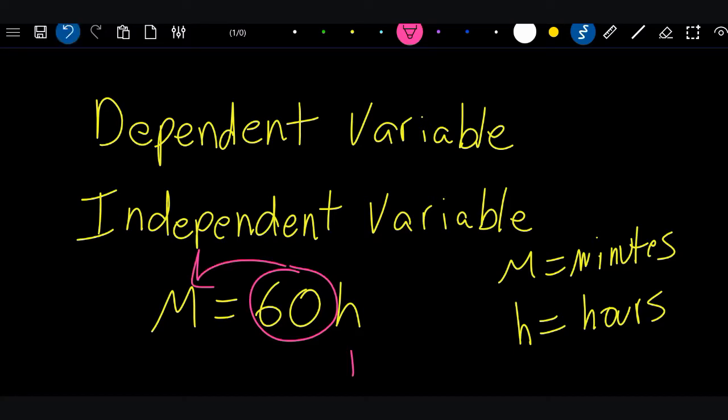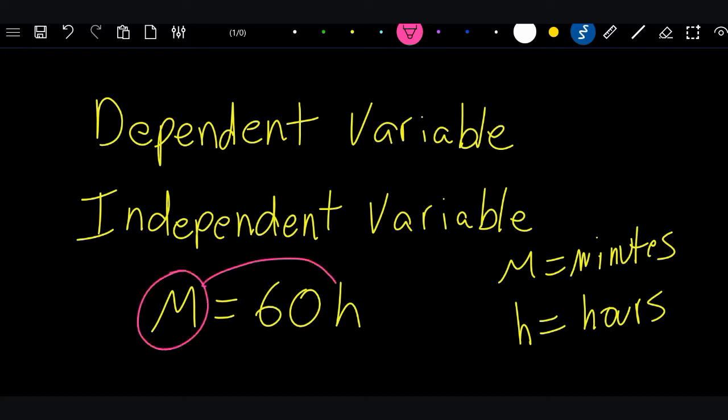So which one do you think is the dependent variable, and which one do you think is the independent? Okay, good. In this one, m is going to be dependent. Why? Because it depends on the h. Because if the h is 1, then it's 60. If the h is 2, it's 120. If the h is 3, and so on and so on.